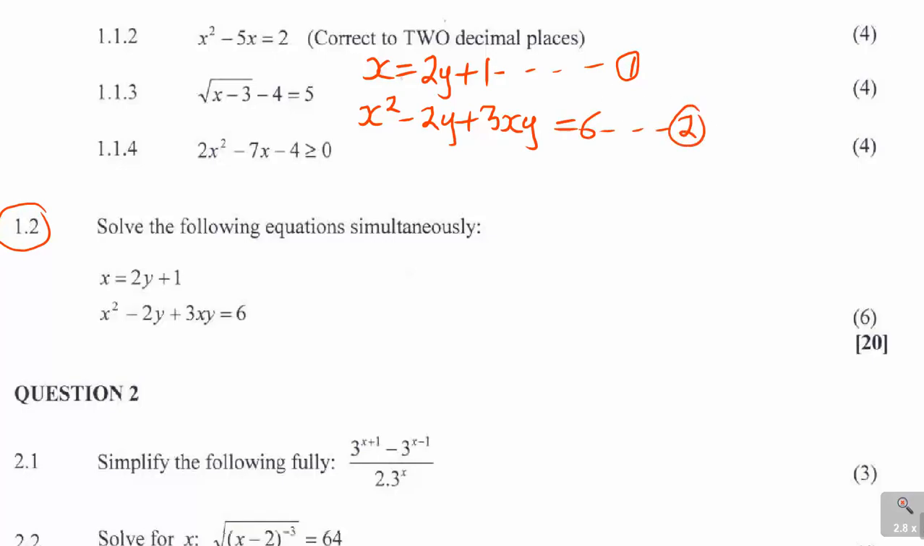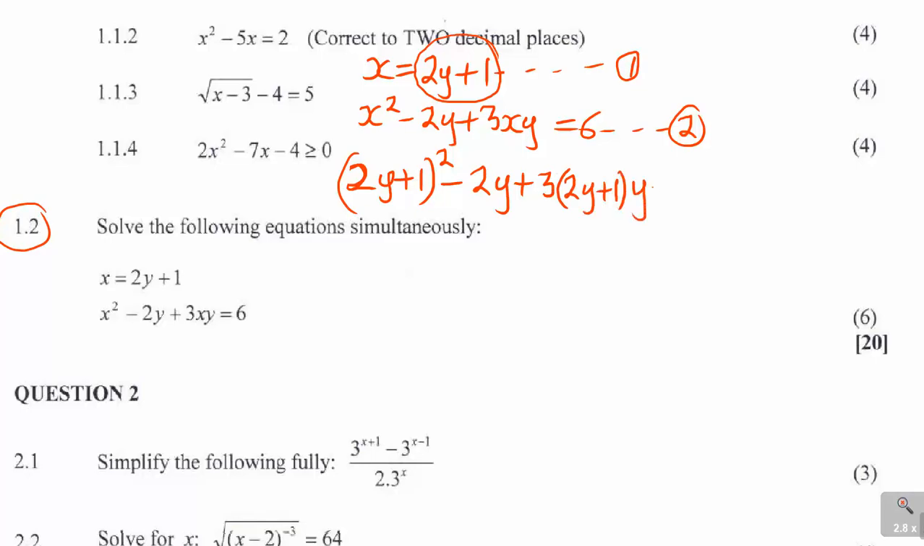So what we are doing is, equation 1 is already very simplified because it gives us what x is. So where there is x, we are going to put this value. Where there is x squared, instead of x you say 2y plus 1, that is squared, minus 2y plus 3 into 2y plus 1, and then y is equal to 6. Don't forget, 2y plus 1 squared is 2y plus 1 times 2y plus 1.